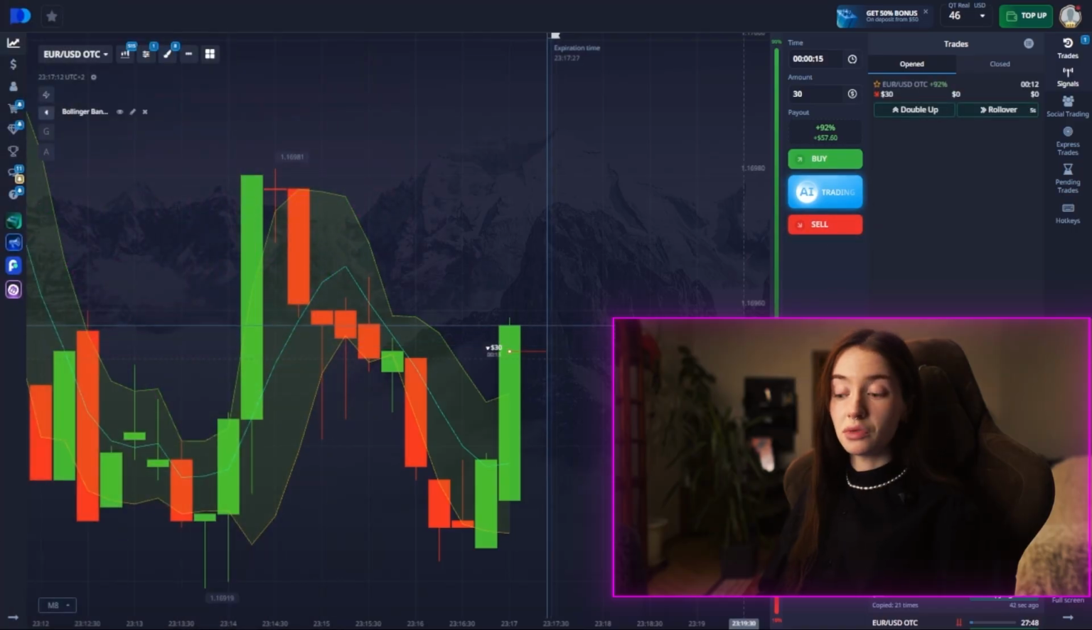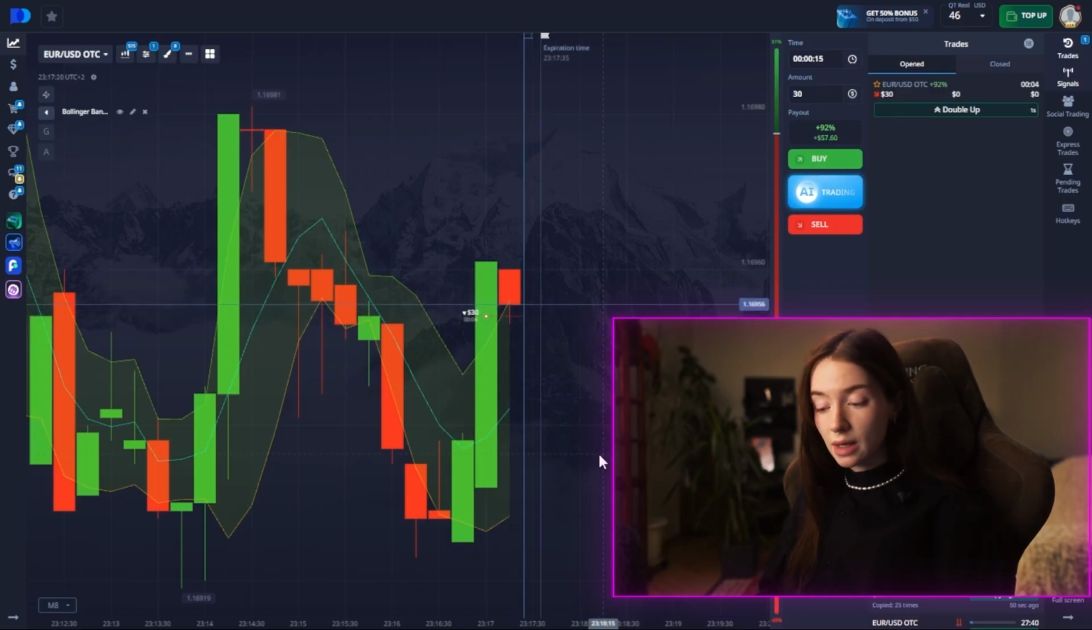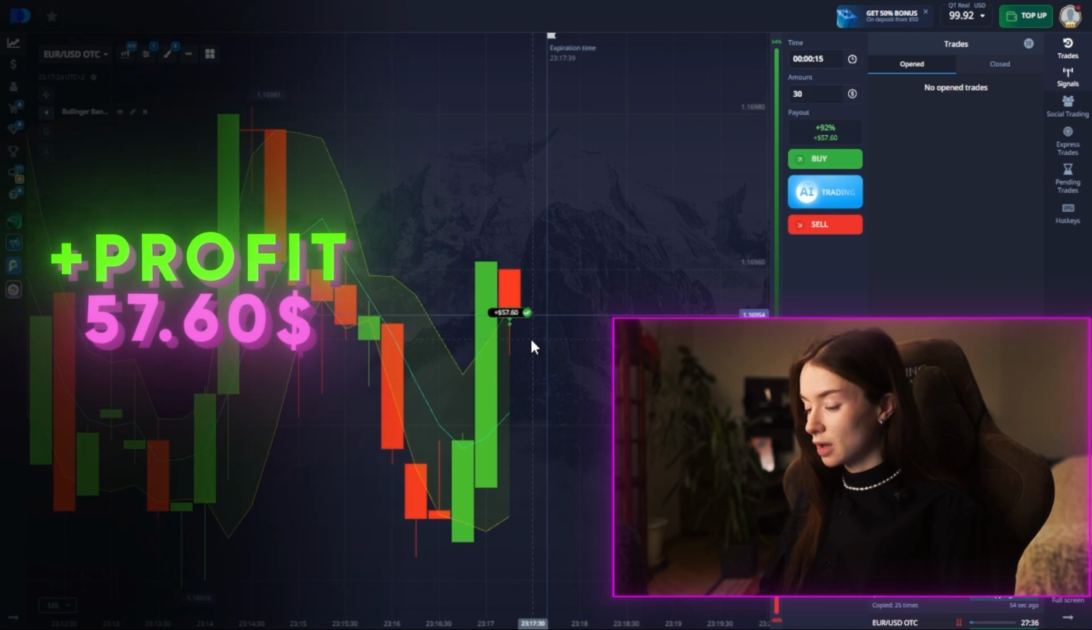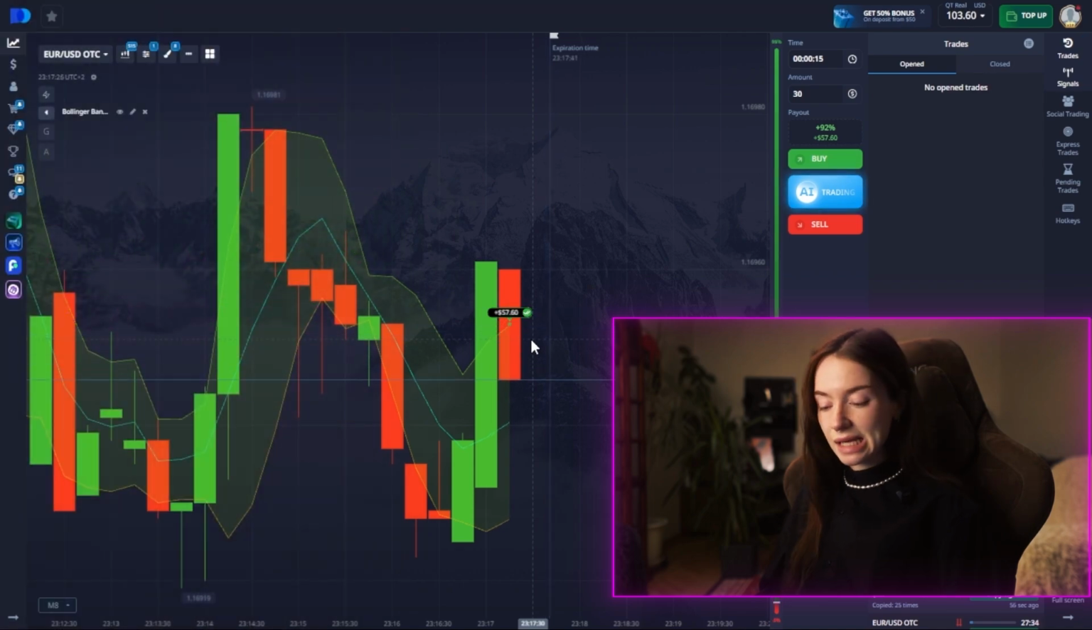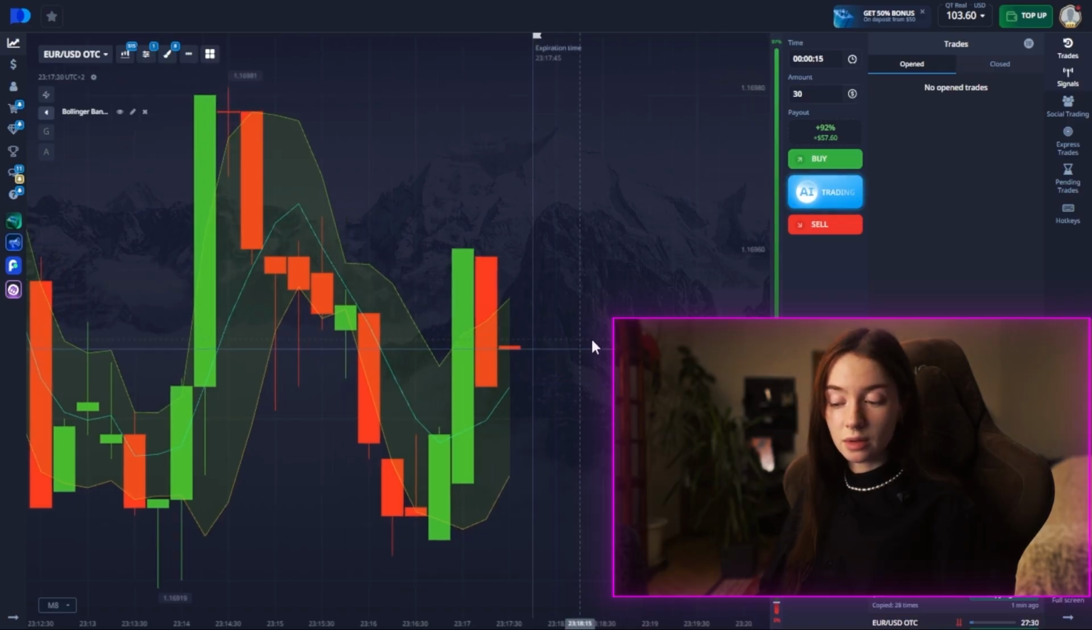Now a reversal is quite possible because it's touching the upper band, and here it is, the candle appears. Let's see how strong it will be. It's going down nicely, and we close in profit. As you can see, we already have $100 on the balance. That's twice our initial deposit.